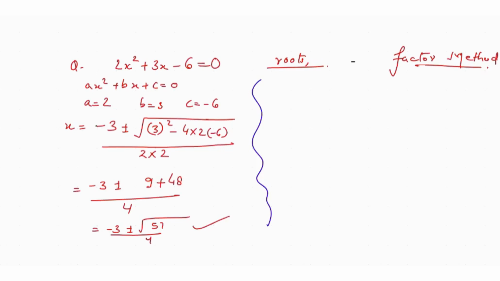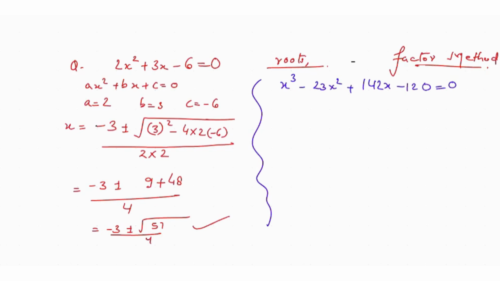For example, let's take a question. It's given x cube minus 23x square plus 142x minus 120. Okay, so you have this. If I ask you to find the roots of this cubic polynomial, are you aware of how to find them? No? I'll tell you. See, the first step is the hit and trial method.